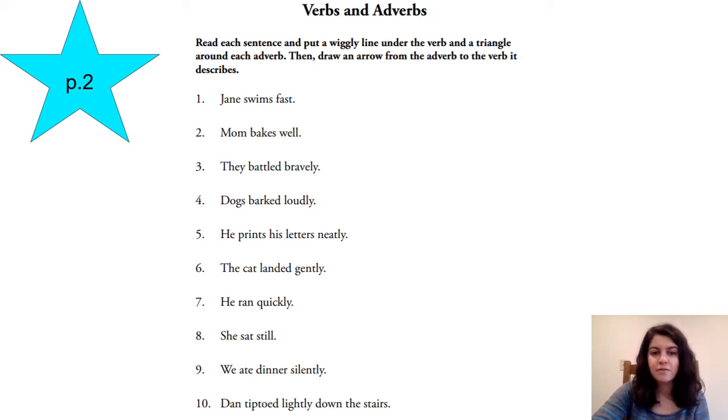So first, we're going to find the verb. This sentence says, Jane swims fast. What's my verb? Swims. So you're going to put a wiggly line. I hope yours looks way better than mine since you're using a pencil. And then you're going to find the adverb. How does Jane swim? Fast. So we're going to put a triangle around fast. Last step is we need to put an arrow from the adverb to the verb. So we're going to draw an arrow going from the triangle, the adverb, to the verb that we wiggle underlined. And that's all you've got to do.